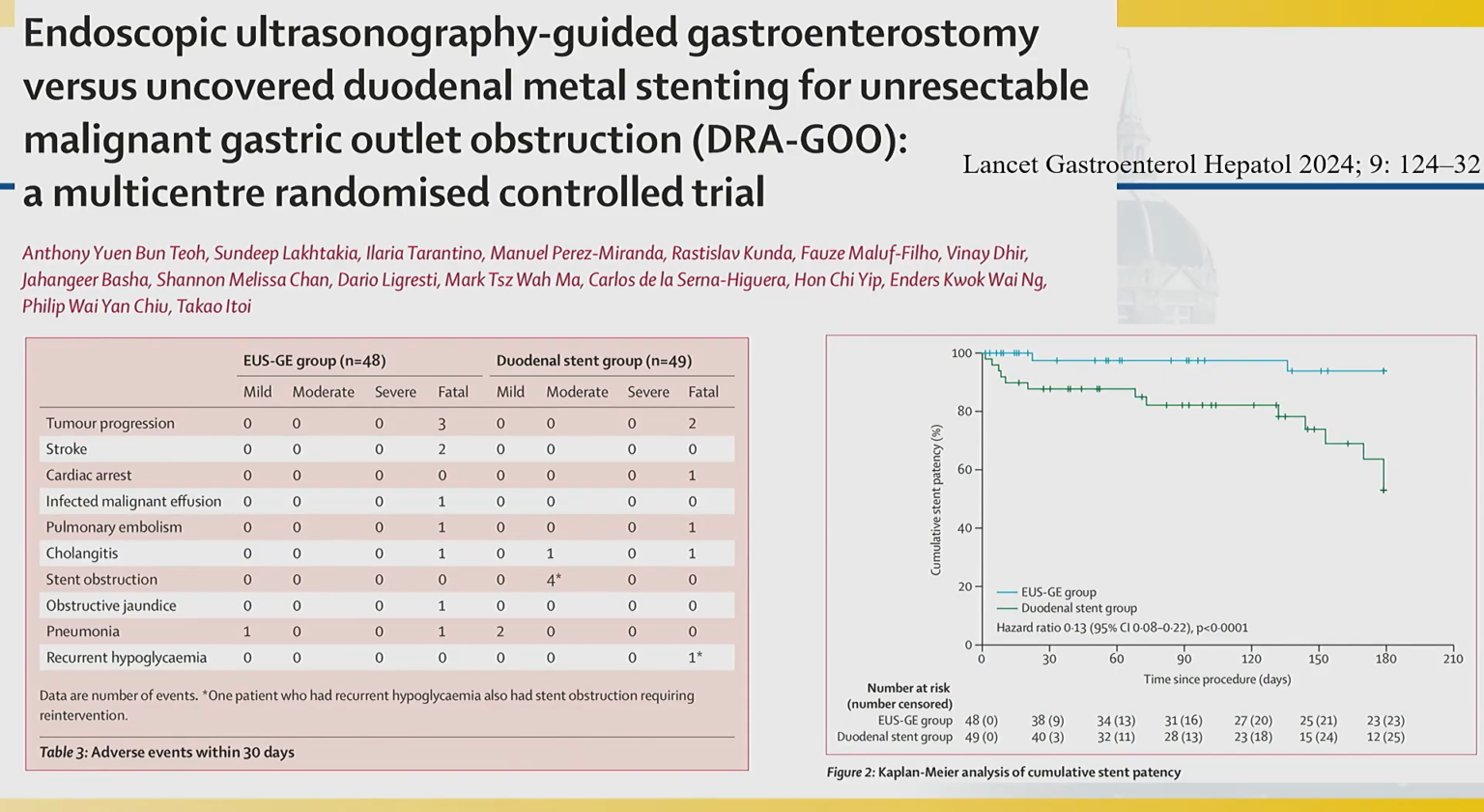Now, looking at the endoscopic approach, here is a really good study, a very recent paper in Lancet, basically comparing endoscopic GJ versus duodenal stent. If you look at the curve on the right side, as Dr. Ho showed you earlier, compared to the duodenal stent, endoscopic GJ has better patency for patients with unresectable malignant GOO. Again, the patient should have unresectable disease. So endoscopic GJ should be considered as a standard.